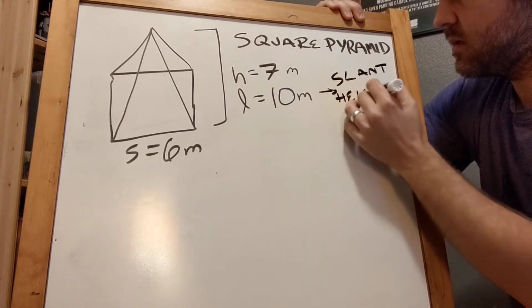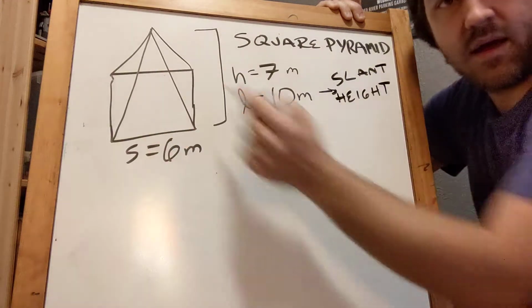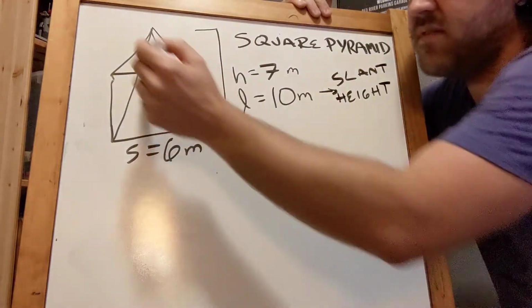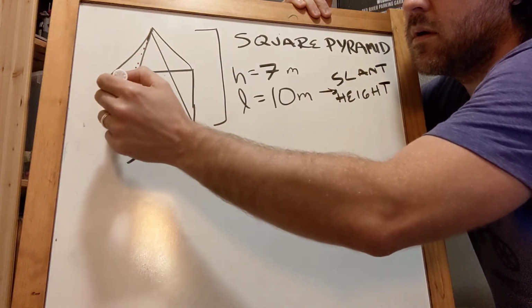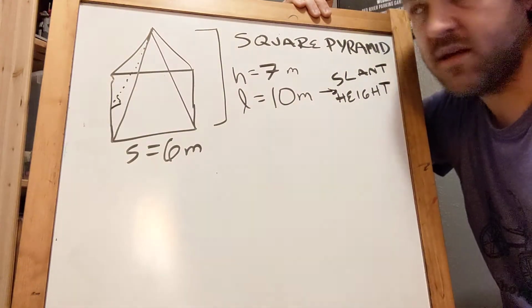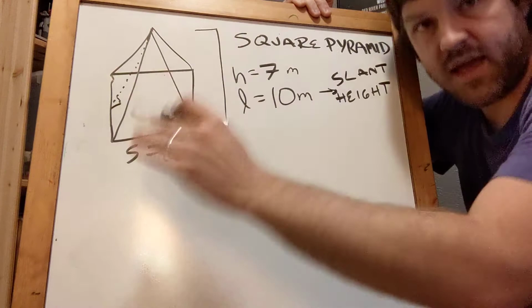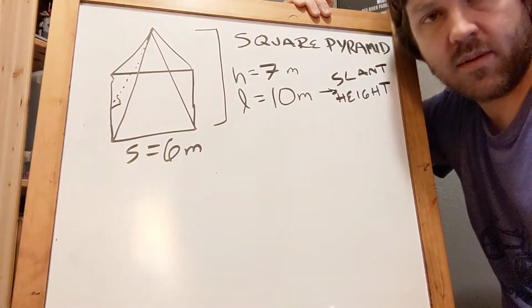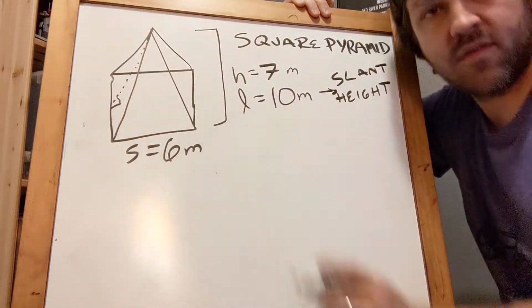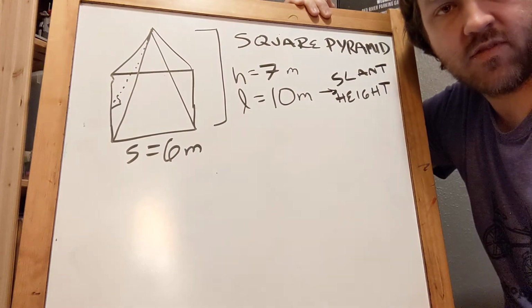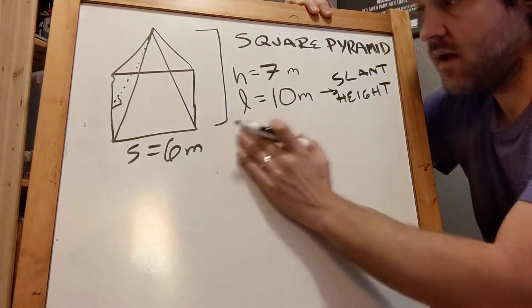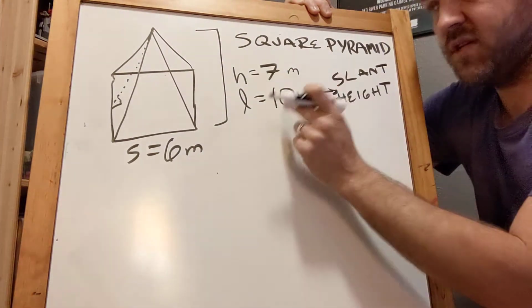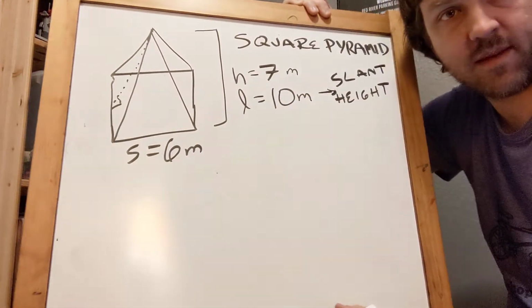Slant height is kind of hard to draw on the figure, but it's basically the distance from the tip along the side of the face, along the side of the pyramid, going from the top down to the middle of the bottom of one of the sides. I'm not going to do that on the diagram, it's a little too complicated. I'm just going to give you that value. So 10 is the slant height in this example.